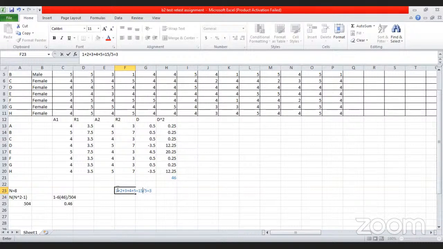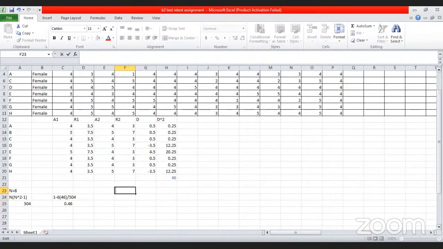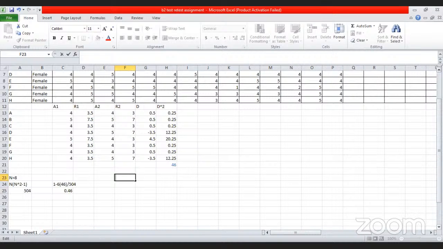Okay. So I am showing you the correlation coefficient for the self-awakening, and your assignment is to do the correlation coefficient for all the values, that is from emotional control, systematic, self-insulting, all of those things. Okay. Now, Rose, please continue with the Wilcoxon. Yeah.